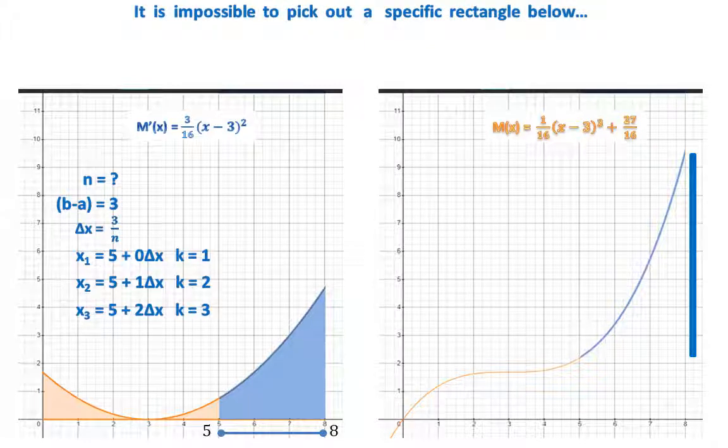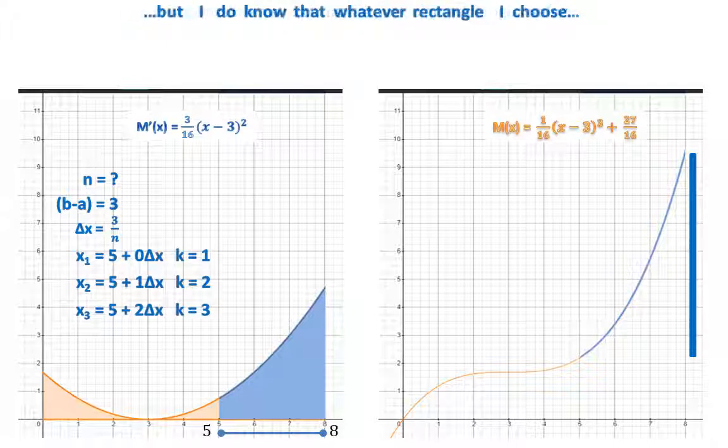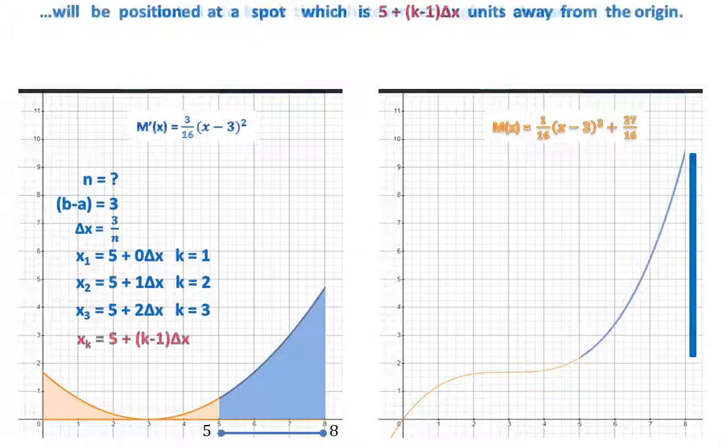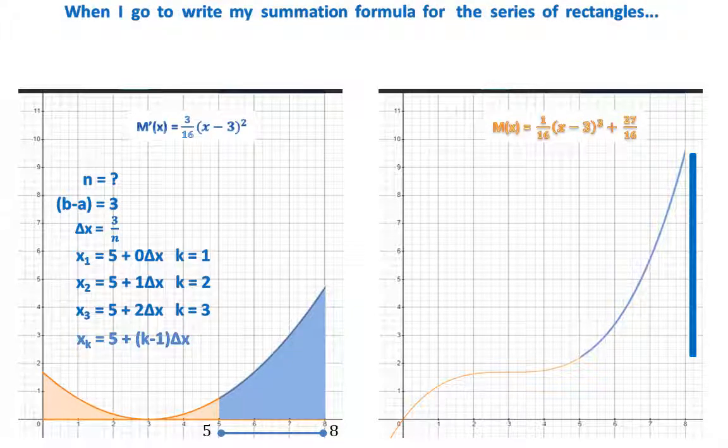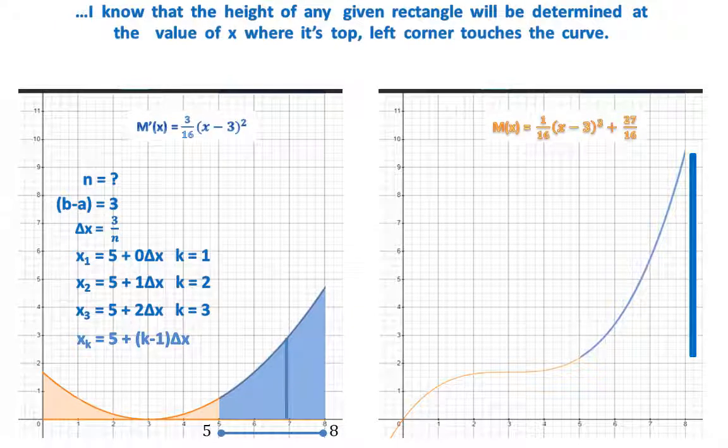It is impossible to pick out a specific rectangle below, but I do know that whatever rectangle I choose will be positioned at a spot which is 5 plus k minus 1 times delta x units away from the origin. When I go to write my summation formula for the series of rectangles, I know that the height of any given rectangle will be determined at the value of x where its top left corner touches the curve.